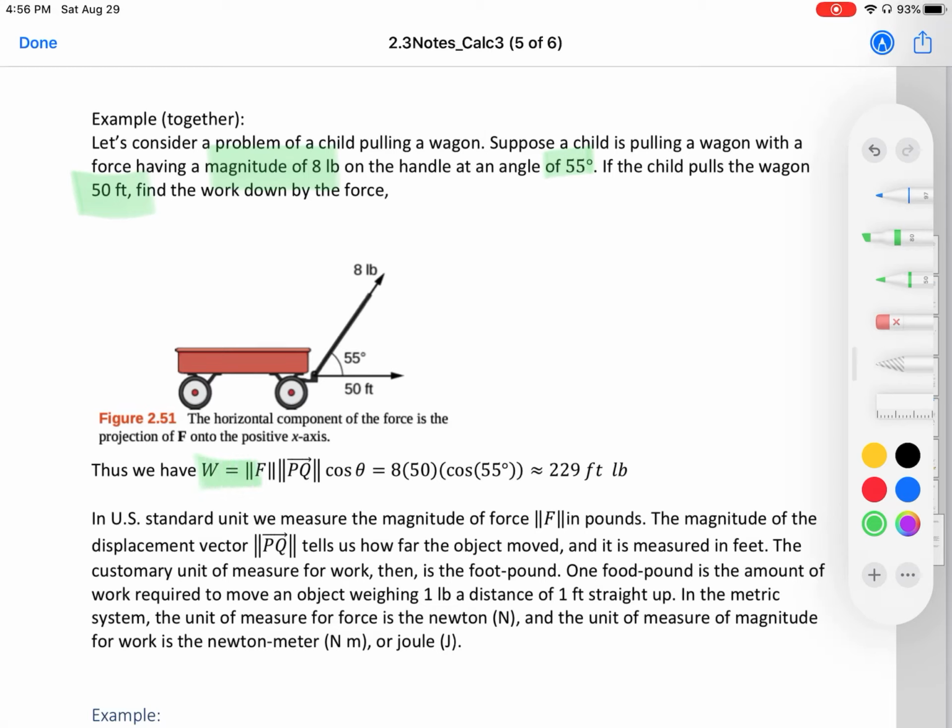Thus we have W equals the magnitude of F, the magnitude of PQ, and cosine theta. We go ahead and input those values, multiply them, and our answer is 229 foot-pounds.